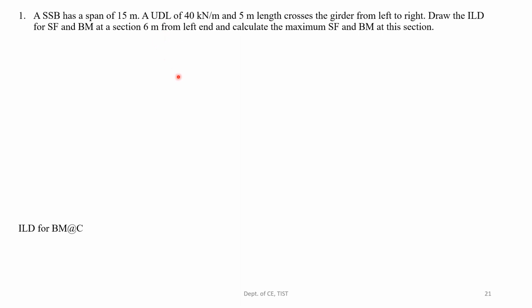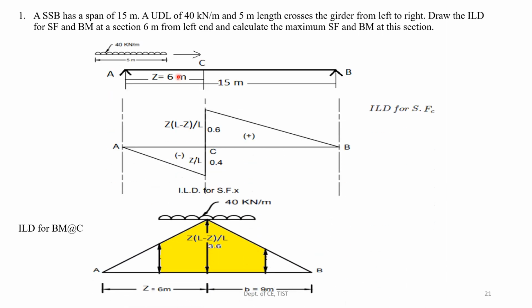First of all, draw the influence line diagram for shear force and bending moment. This is the influence line diagram for shear force and this is the influence line diagram for bending moment. Now the ordinate here is L minus Z by L and here the ordinate is Z by L. Here I marked it wrong, it is just L minus Z by L.